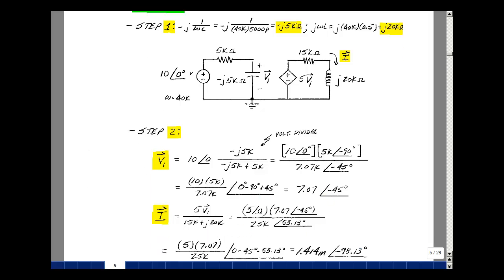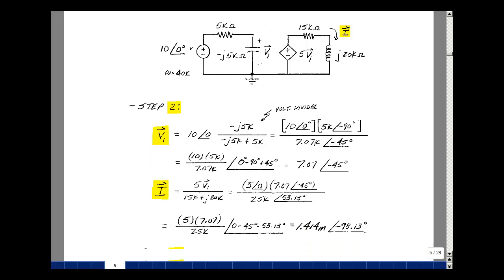All right, the current flowing in here would be 5 times this voltage, so 5 times that, divided by the total impedance. Put everything into polar form, so its denominator will be a little bit bigger than 20k. We're going to be in the first quadrant, but more than 45 degrees because this is longer than this. So this seems reasonable. Of course, we have this already in polar form. 5 times 7.07 divided by 25k, that turns out to be 1.414 milliamps. And the angle of the numerator, 0 minus 45, minus the angle of the denominator, which is 53.15, gives me a total of minus 98.13.